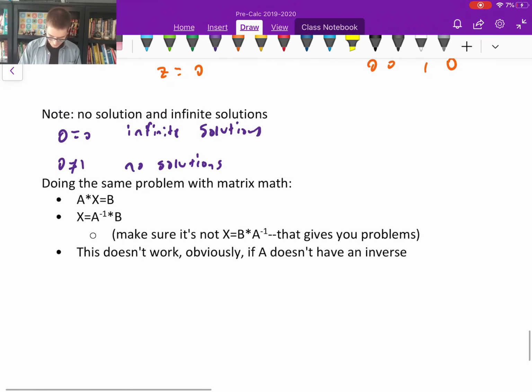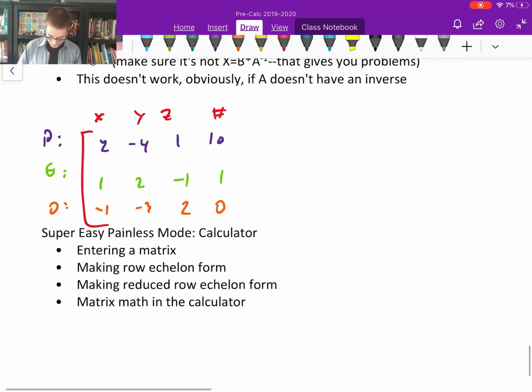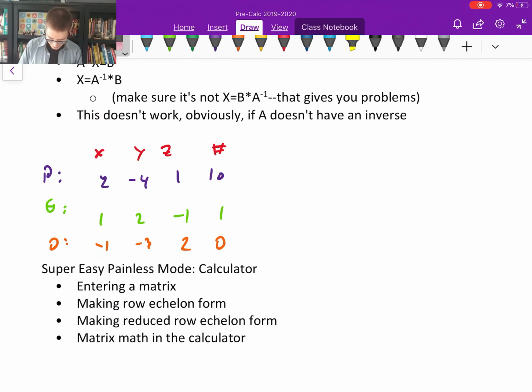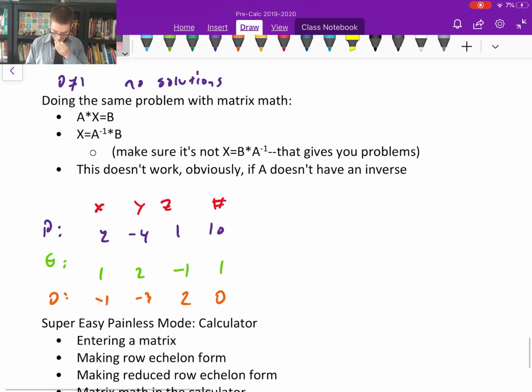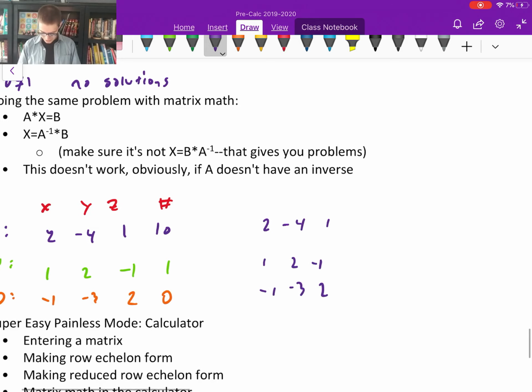Okay. So if I take this and paste it, we have this equation, we have this matrix, and we can split this up into two separate matrices and think about it this way. If I have one matrix that's 2, -4, 1, 1, 2, -1, and -1, -3, 2, we'll call this our coefficient matrix. This is the matrix that comes up with all of the coefficients. These are all our coefficients.